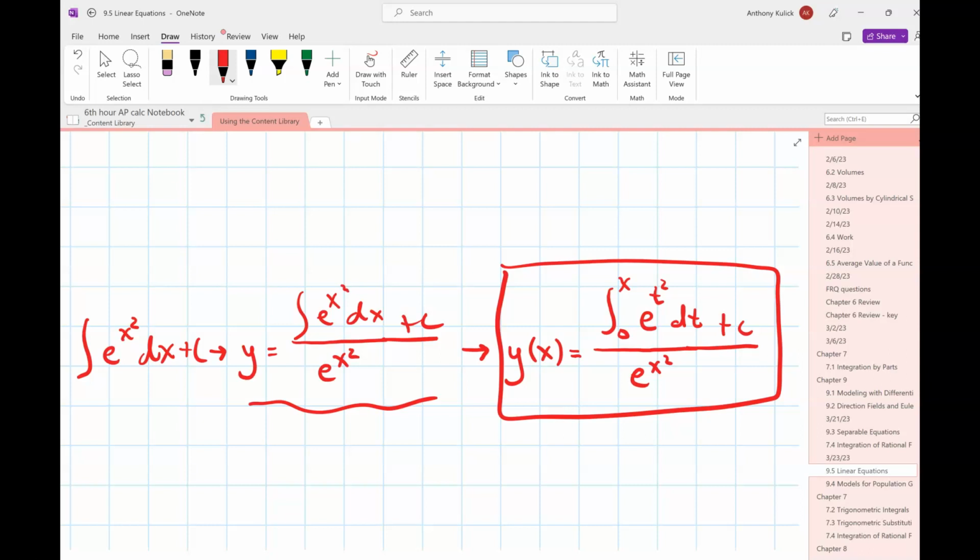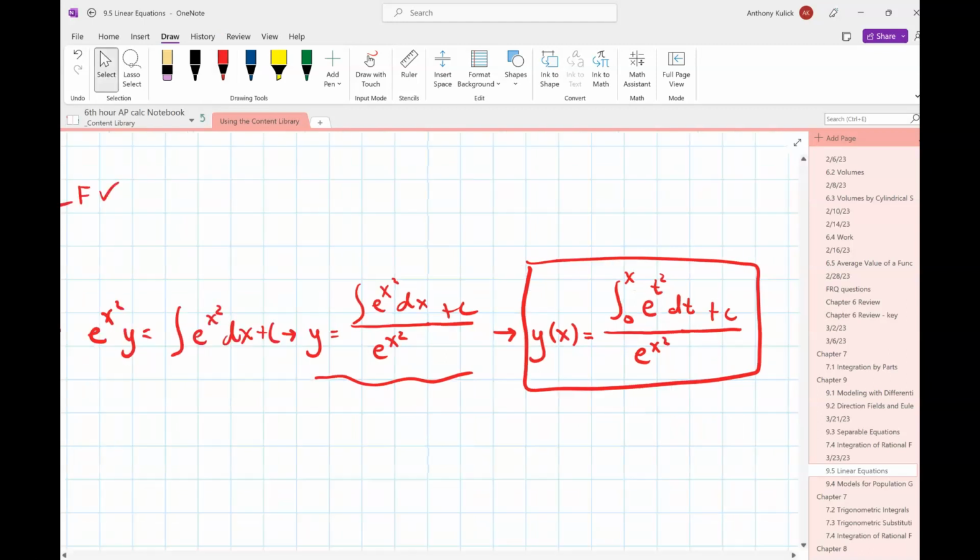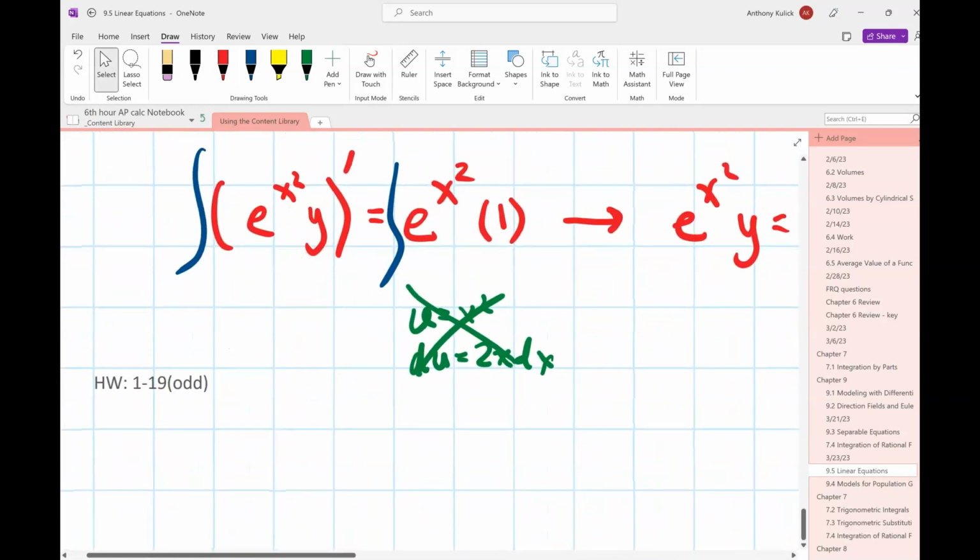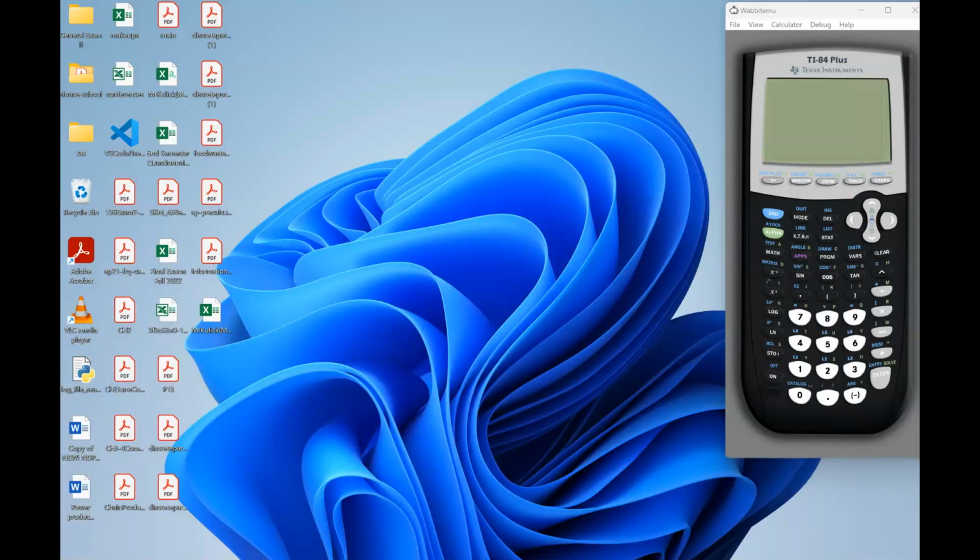So that's the gist of 9.5. This felt like a better piggyback to 9.3 than taking a detour into application land for today. So the assignment for 9.5 is 1 through 19 odds. We got a bit of time. Do you want to do some of these together here? It's always fun to get a start on the homework.